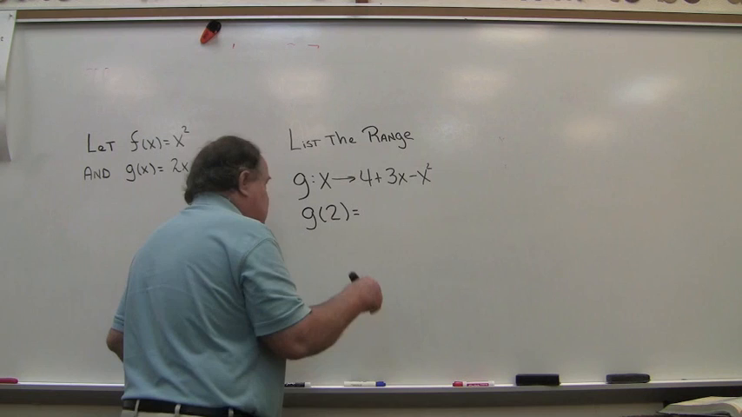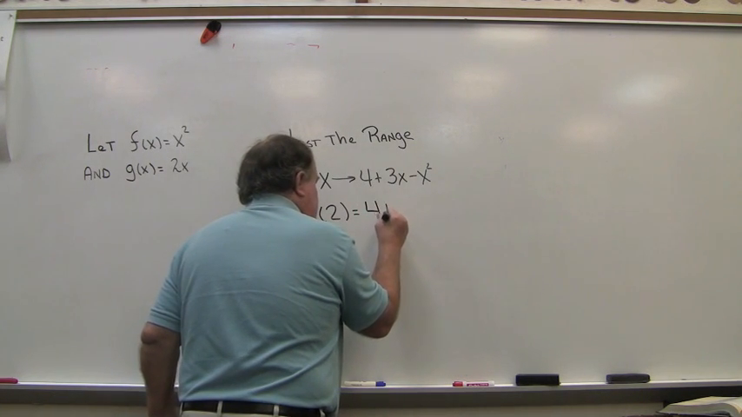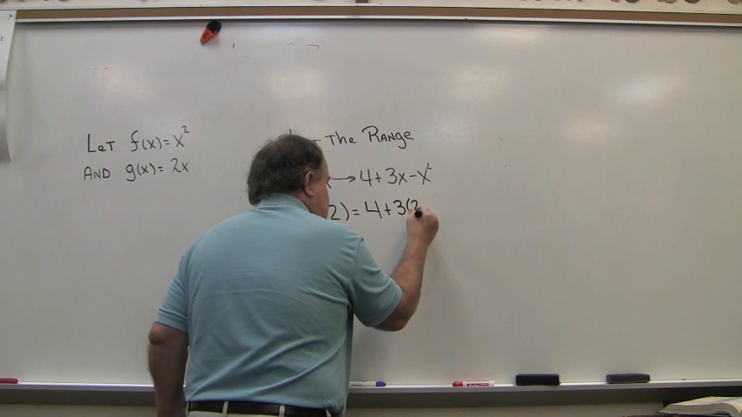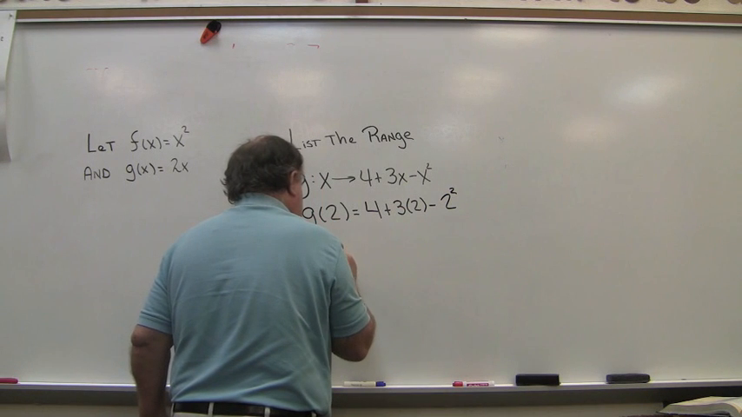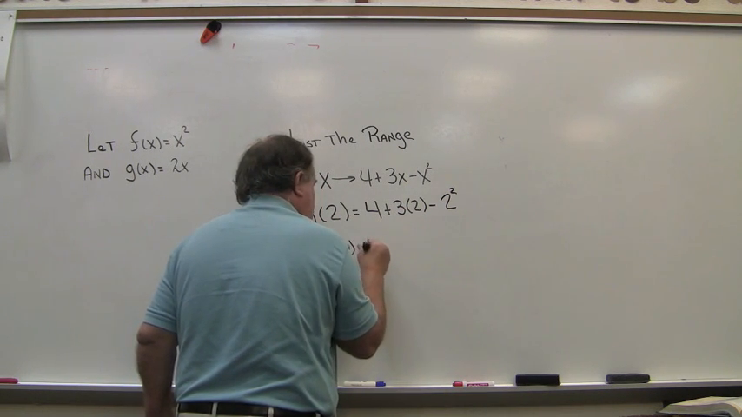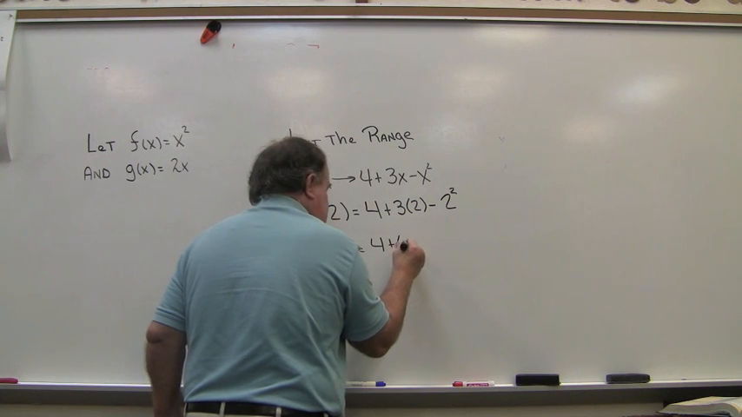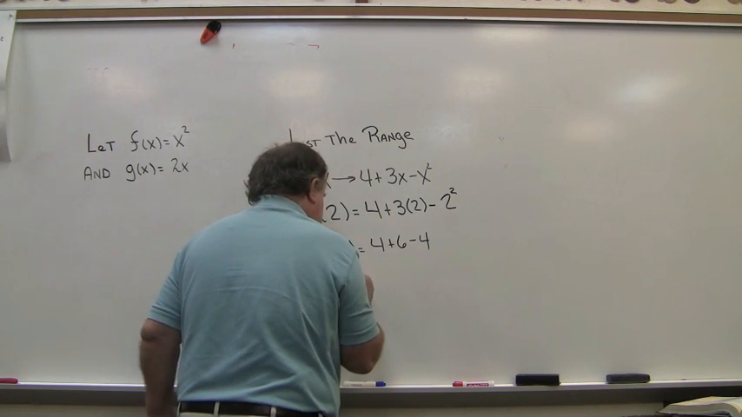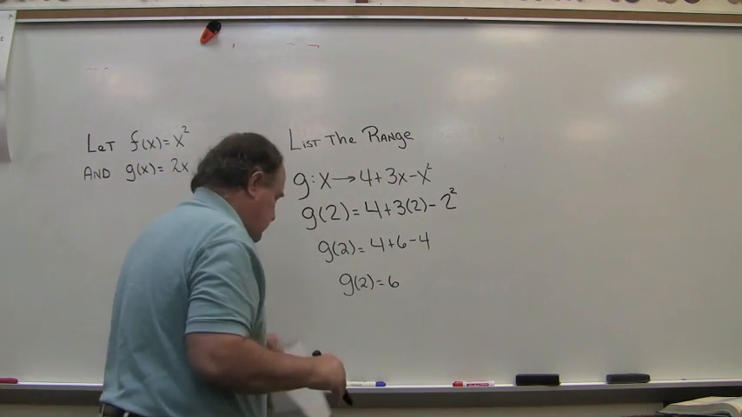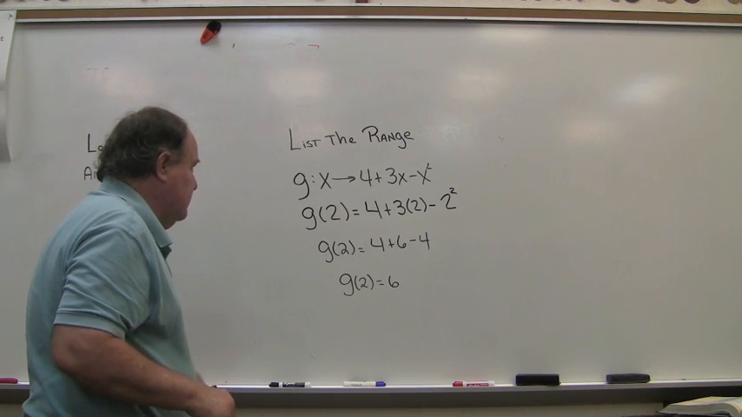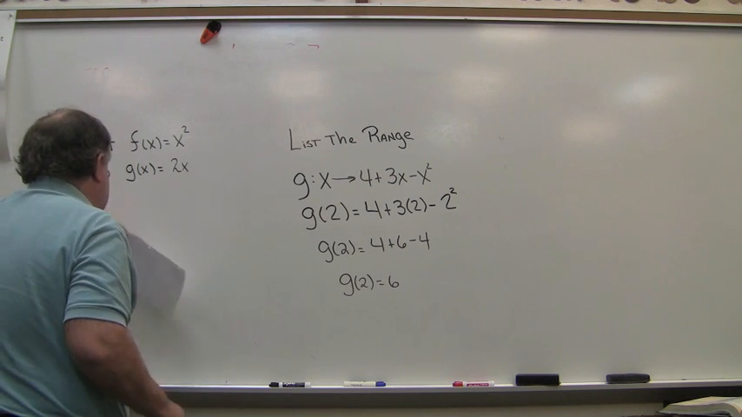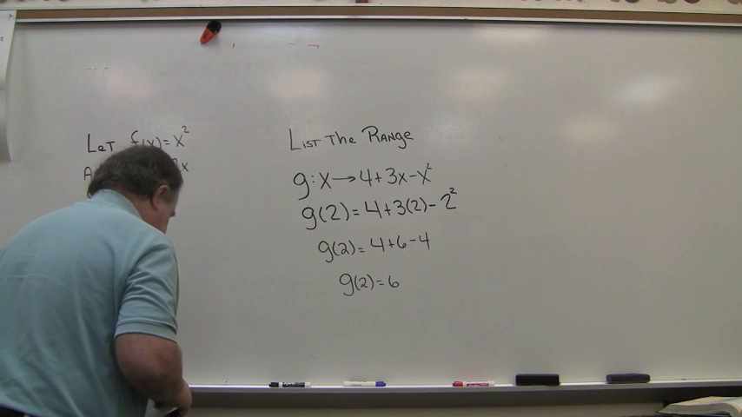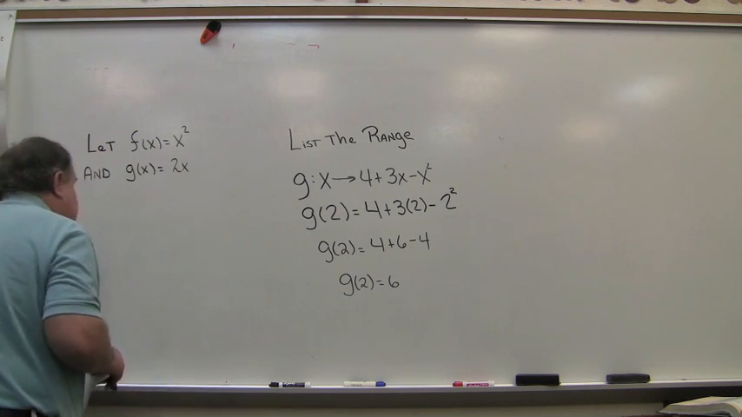What do I mean by that? Watch. G of 2 is going to be 4 plus 3 times 2 minus 2 squared. So g of 2 is going to equal 4 plus 6 minus 4. So the answer here is g of 2 will equal 6. Now, let's look up over here. You see they give you two functions. They give you a function that said let f of x equal x squared. G of x equals 2x. All right, let's see if we can redo what we did over here.